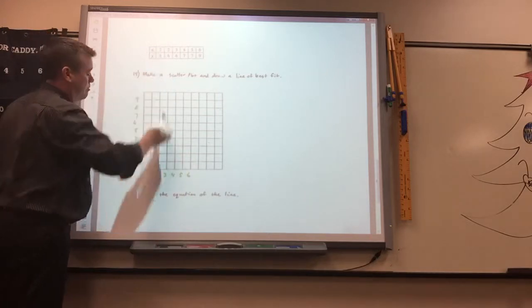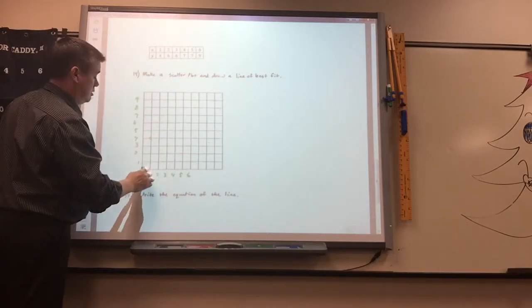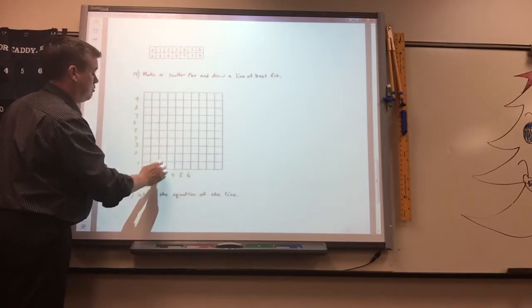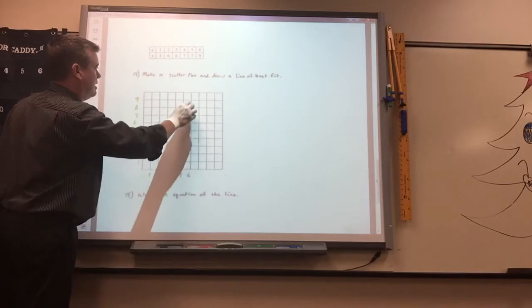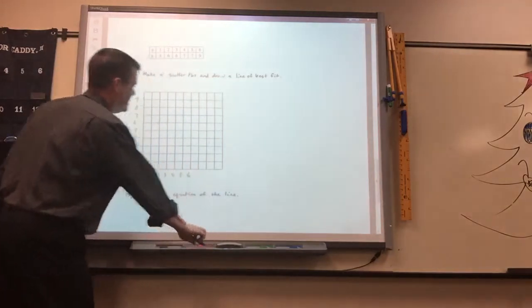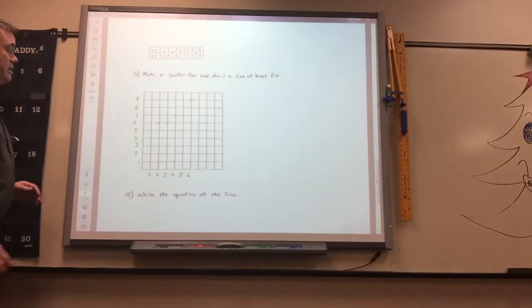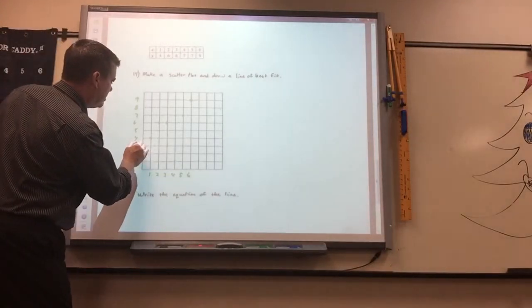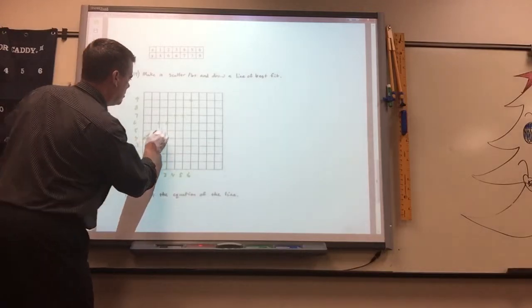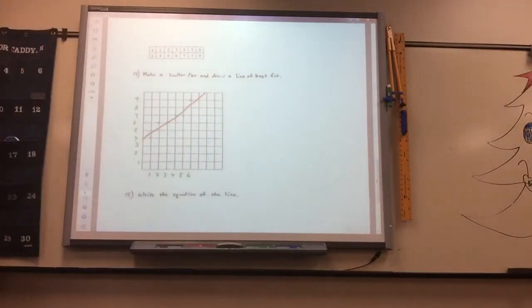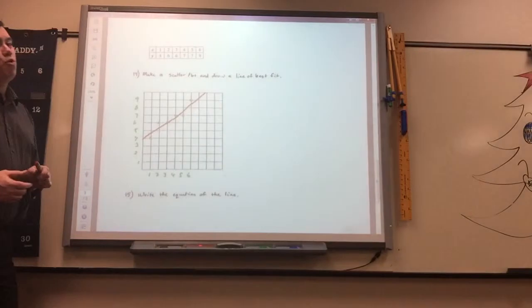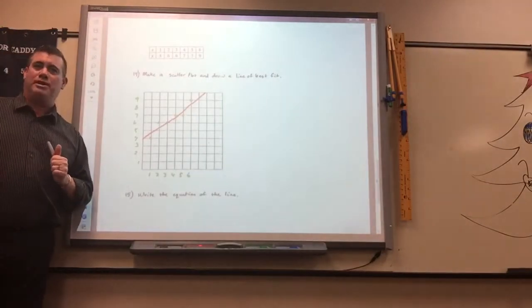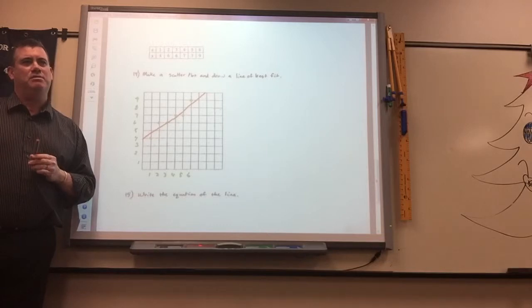So plot each point: 1, 4; 2, 6; 3, 6; 4, 7; 5, 7; and 6, 9. So this is where you could get different answers. The line of best fit, I would say, is pretty close there. Once you have that, again, if you remember how to use the graphing calculator, that's fine with me, if you know how to do it.